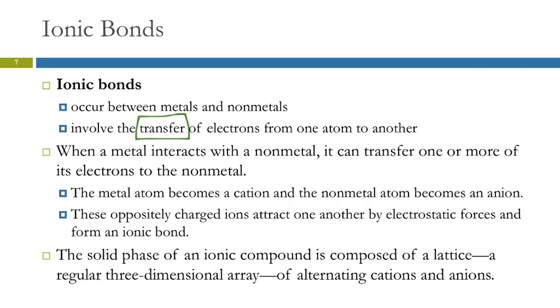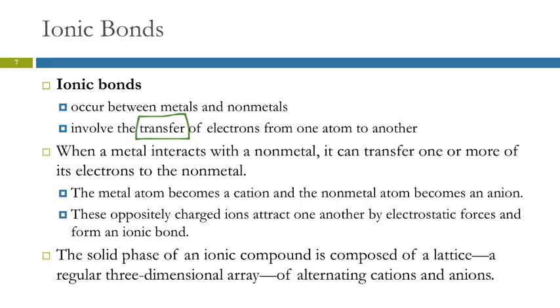We learned that metals tend to lose electrons when they undergo chemical changes. So the metal will lose its electrons, it gives those electrons to the nonmetal. So the metal forms a cation, the nonmetal forms an anion. Now we have oppositely charged particles and they're attracted to each other. So that's an ionic bond.